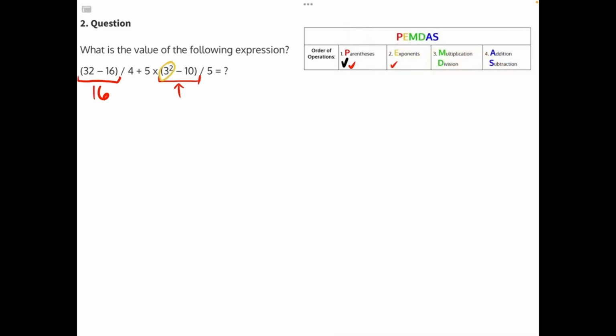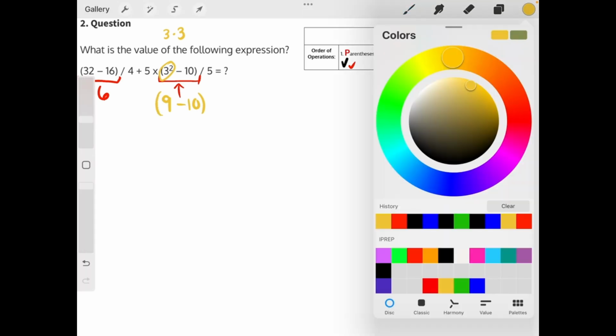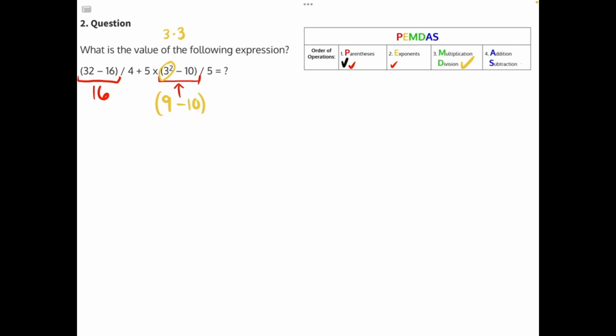3 to the second power, or 3 times 3, will give us 9. Everything else in the parentheses stays, minus 10. There is no multiplication or division in these parentheses, but there is addition and subtraction, so that's our next thing to resolve. 9 minus 10 will give us a negative 1.